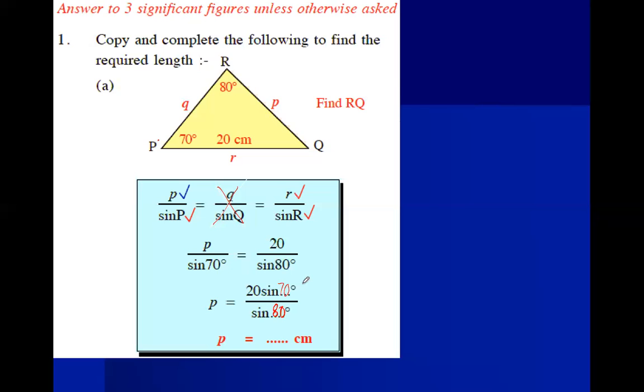So 20 sine 70, I got 19.083. Remember, when you do dot, dot, dot, you don't need to round anything. You don't have to. If you put 19.084, you need to say this is rounded to 3 decimal places. So now, if I just want to round to 1 decimal place, that becomes 19.1. And I'm going to write 1 decimal place.